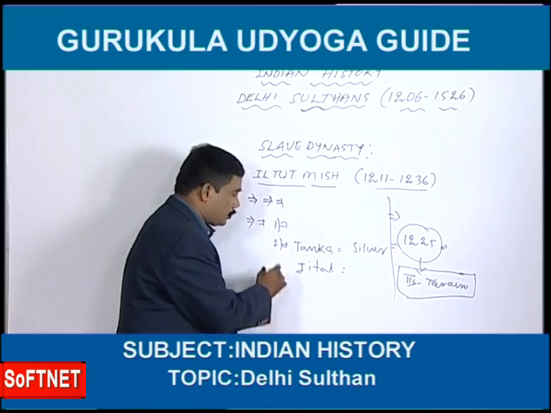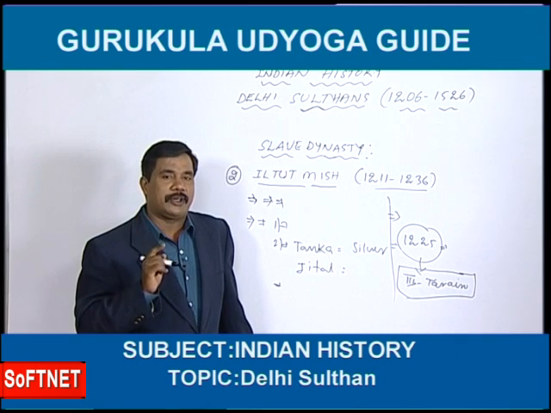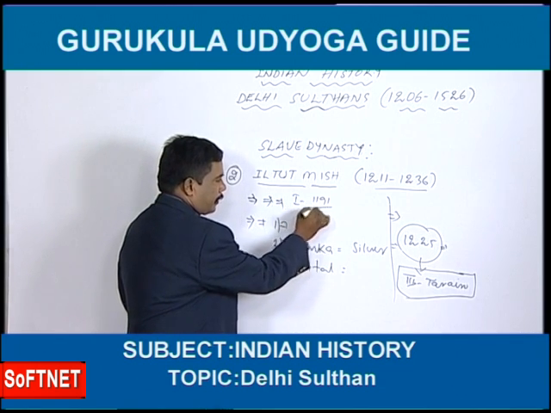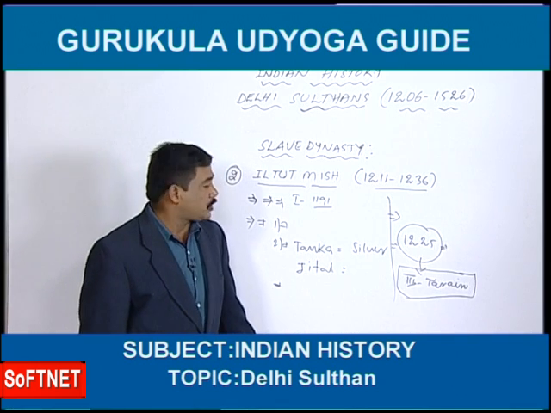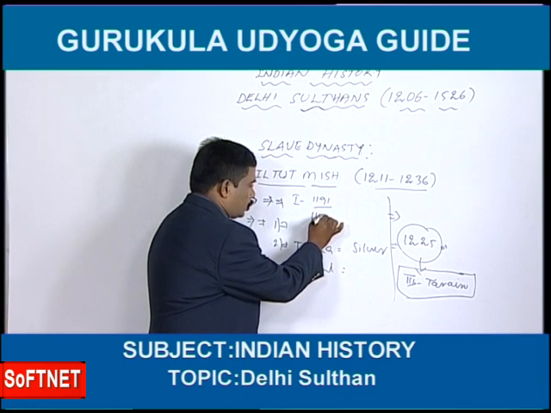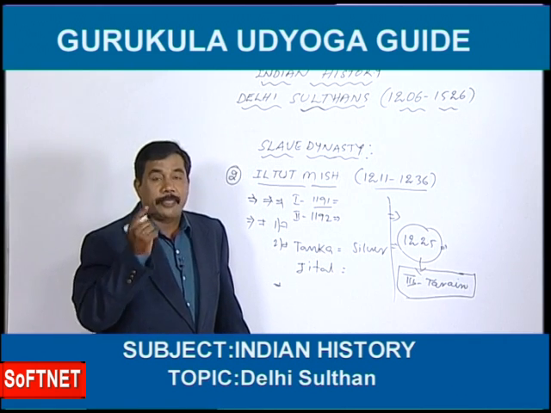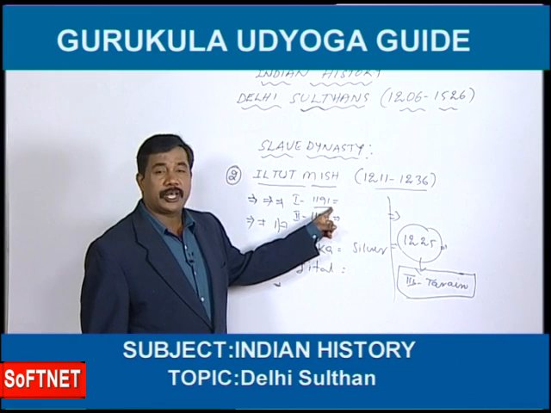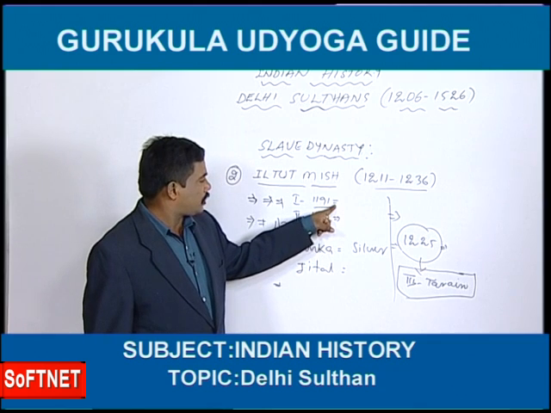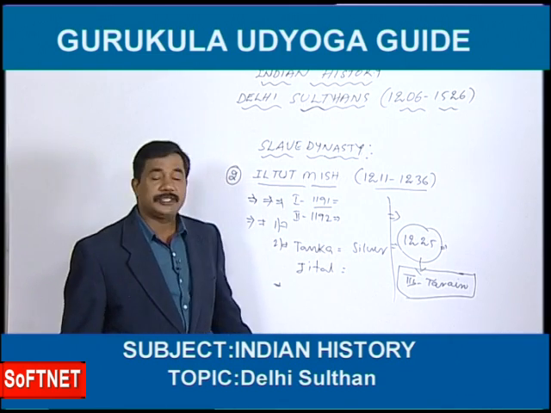All viewers, we should remember there are 3 Tarain Wars: first, second, and third. The first Tarain War was in 1191, between Muhammad Ghori and Prithviraj Chauhan. In 1192, the second Tarain War was also between Muhammad Ghori and Prithviraj Chauhan. In the first Tarain War, Prithviraj Chauhan defeated Ghori, and in the second, Prithviraj Chauhan was defeated by Ghori. But in the third Tarain War, Yaldach was defeated by Iltutmish.